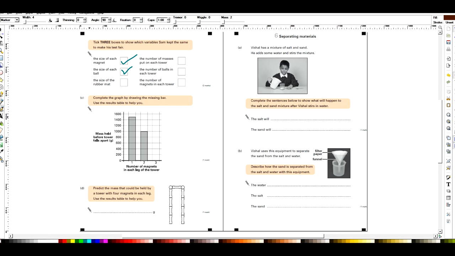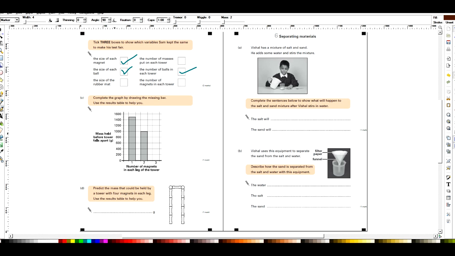What about the number of magnets in each tower? That's changing as well because we're changing the diagram. The number of balls in each tower, that's the same. Lovely.